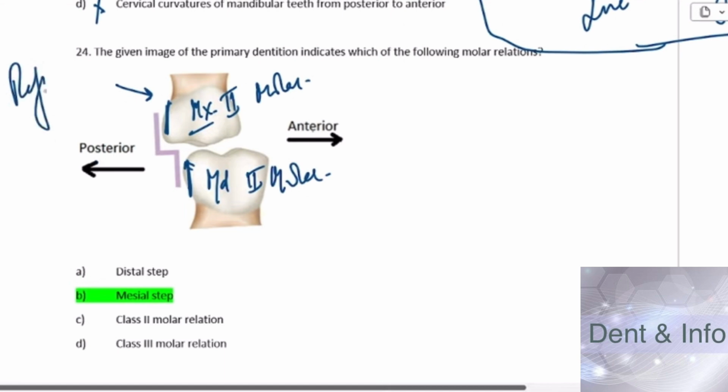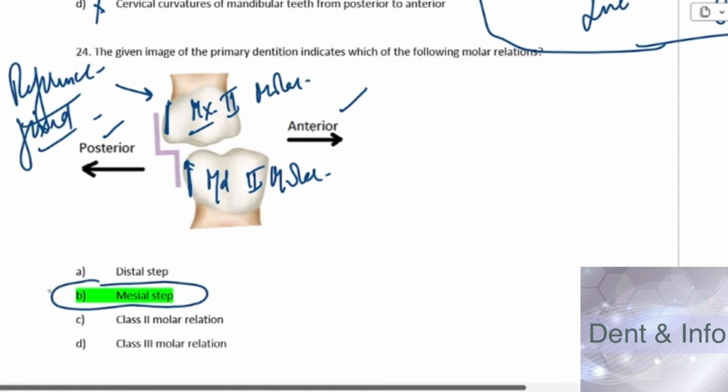This is acting as the reference because it is fixed, right? That is why the maxillary second molar is used as the reference. With respect to the maxillary second molar, the mandibular second molar is either mesial or distal. Then you name the terminal planes. Here they have clearly mentioned the anterior posterior direction also. So it is clearly a straightforward mesial step. If they are in line, then it is flush terminal plane. Opposite is distal terminal plane.